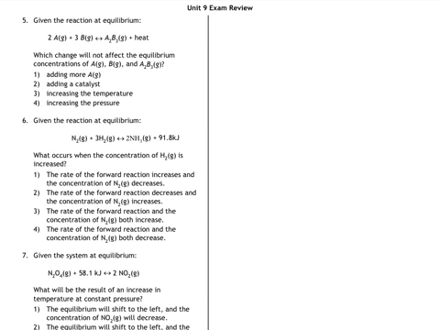Number 5, given the reaction at equilibrium, which change will not affect the equilibrium concentrations of A, B, and A2B3? Well, adding a catalyst will increase the rate of the reaction, and it will reduce the time needed to reach equilibrium, but it doesn't actually shift the equilibrium.